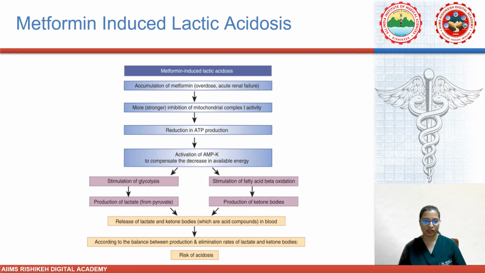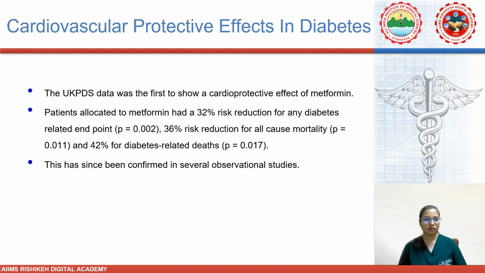The release of lactate and ketone bodies in blood, these are acid compounds. According to the balance between production and elimination rates of lactate and ketone bodies, there is risk of lactic acidosis. So, what are the cardiovascular protective effects in diabetes by metformin? The UKPDS data was the first to show a cardioprotective effect of metformin. This has been confirmed in several observational studies as well.